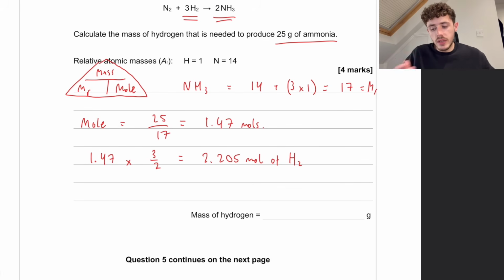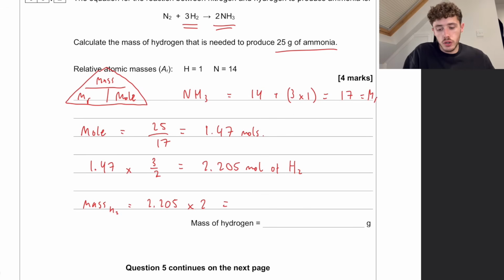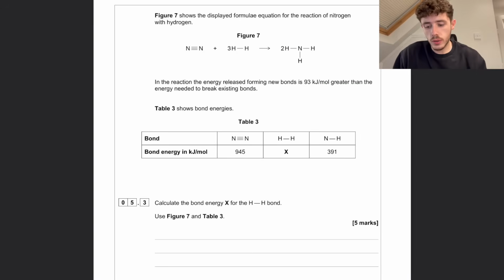And then using our Mr. Moles with a mass on his head equation again, we can work out that the mass of the H2 is going to be 2.205 multiplied by 2, because the relative mass of the H2 is going to be 2 times 1, which is 2, and that's going to give us 4.41 grams, and that's going to be our final answer. On to the next question.